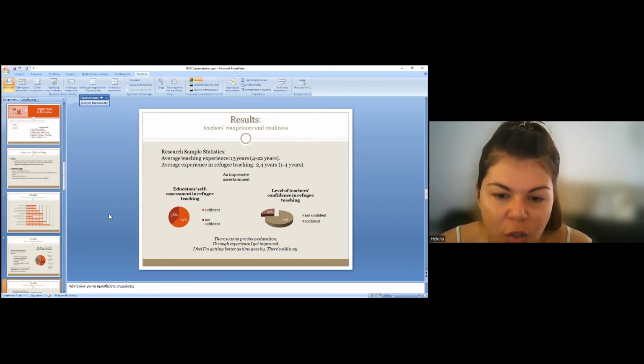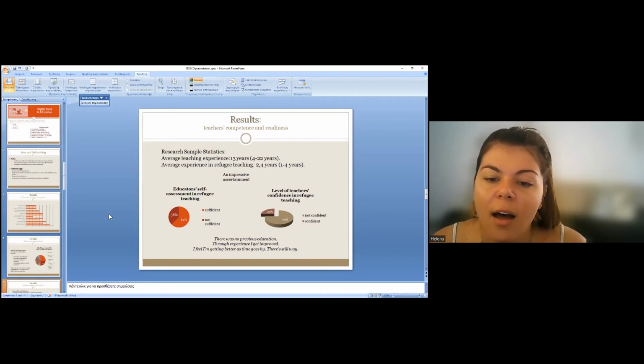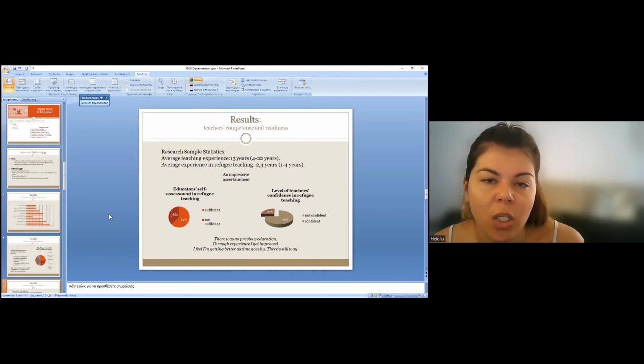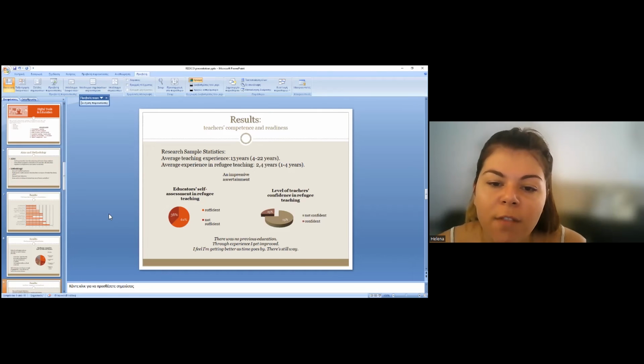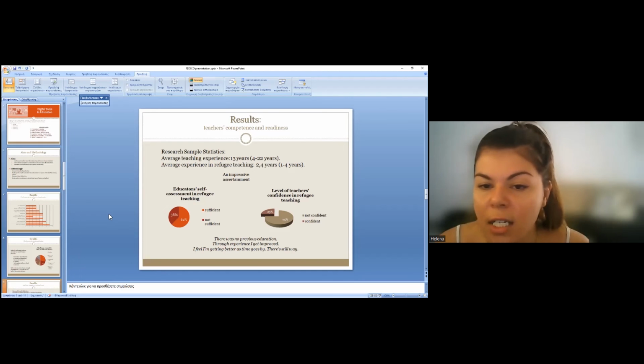I am providing you some of the words of these teachers. Actually, one mentioned that there was no previous education for her. Another one said that through experience, I get improved. This means that, of course, the more they interact with refugee children, the better they get. And the last comment, I feel I'm getting better as time goes by, but there is still a way to go. So even though they might feel sufficient enough, they did not feel confident enough.